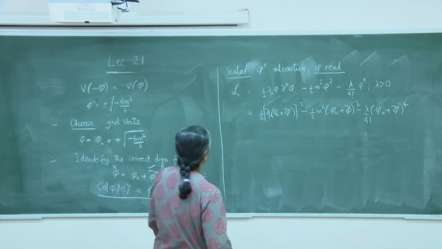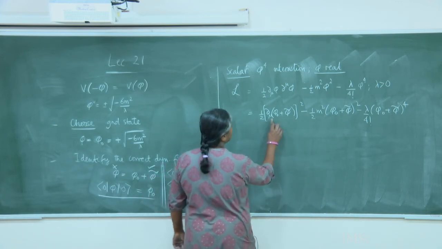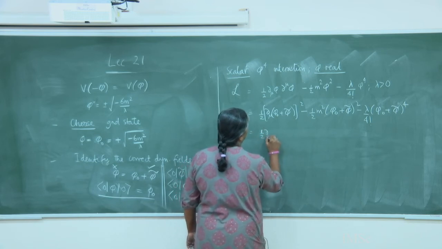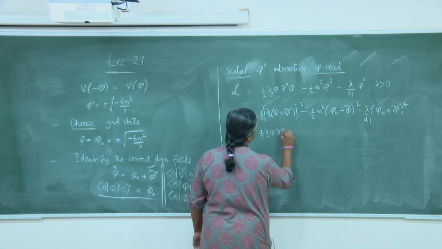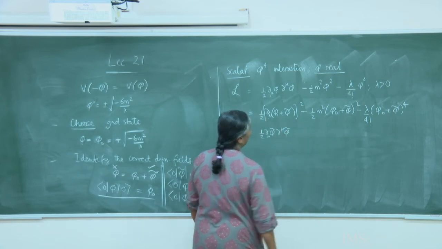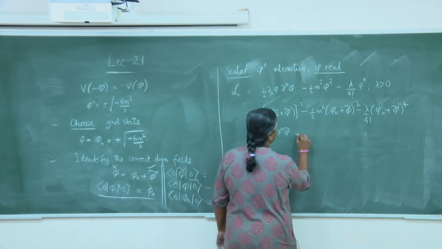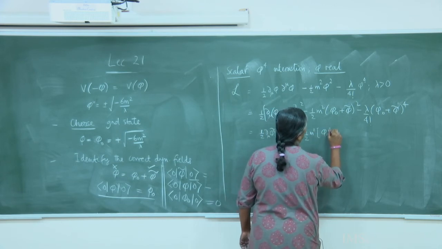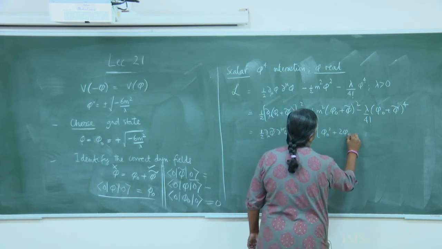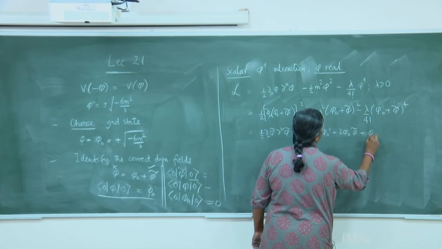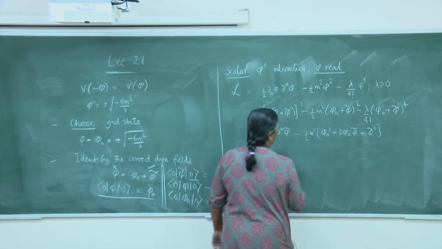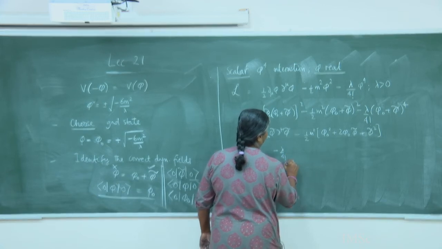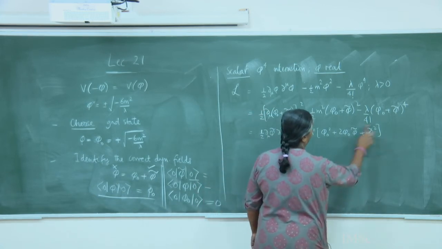So you can see that d mu phi naught is 0, so this is simply d mu phi tilde. The first term does not matter at all. So this is just d mu phi tilde, then minus half m squared times phi naught squared plus 2 phi naught phi tilde plus phi tilde squared, and the last term is minus lambda by 4 factorial, this thing whole squared, right?